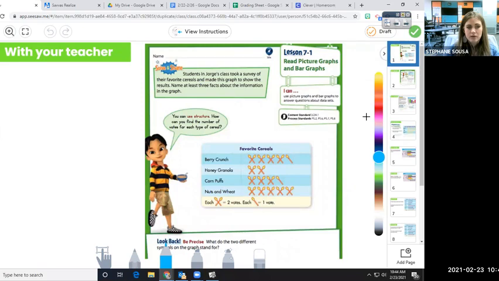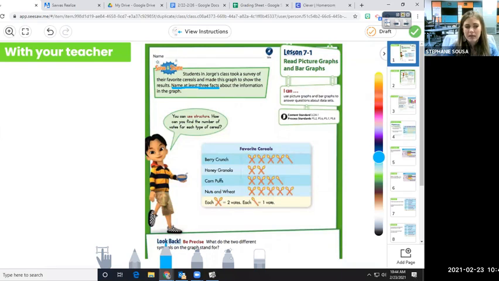Students in Jorge's class took a survey of their favorite cereals and made this graph to show the results. Name at least 3 facts about the information in the graph. So here's the graph that was created. Our directions have asked us to name at least 3 facts about the information in the graph. So let's look at this information here.